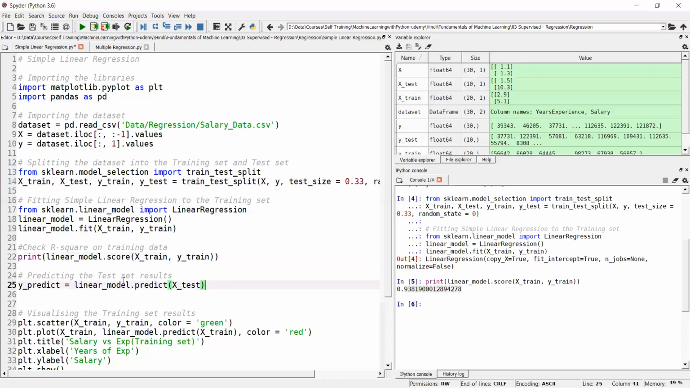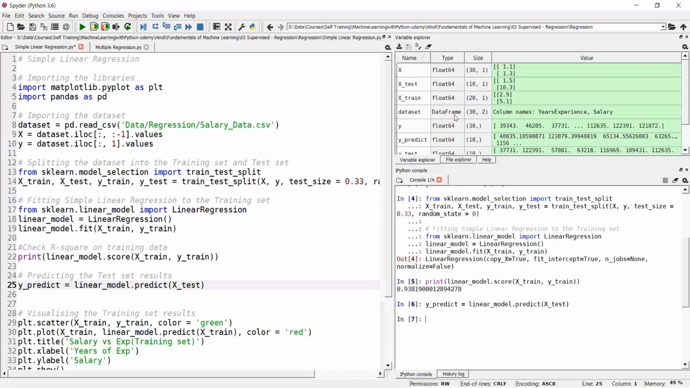Okay. Now predicting the test result. Now what we are going to do, we built the model using the training set. Okay. Now we want to test it. Whatever model we have built, we will use it on the test set to predict the value of salary. Okay. Let's execute this. And this is done. Now we'll see.